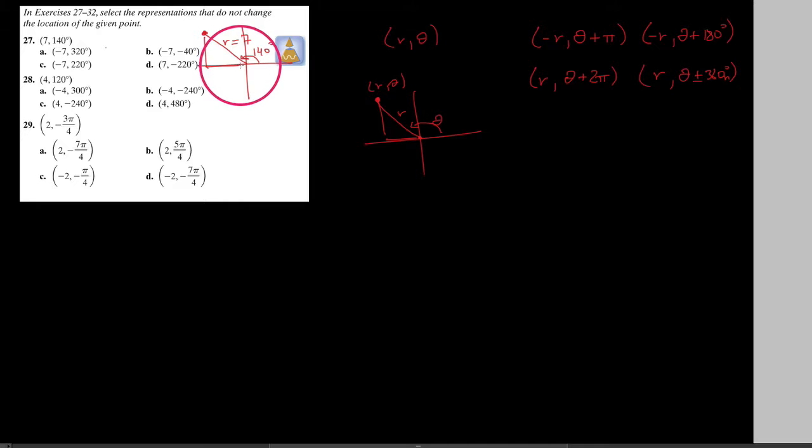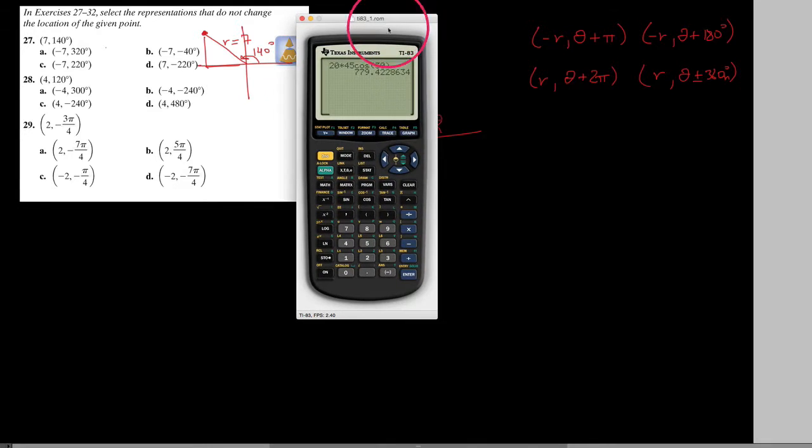And so what we want to do is ask which of these 4 points given down here, or maybe all of them or maybe none of them, would be the same point as what you gave me here. Looking at the first one, A, it says negative 7 but 320 degrees. Well, what do I know about 320 degrees? If I get my calculator here, one thing I want to show you is 320 degrees minus the initial 140 that I was given.